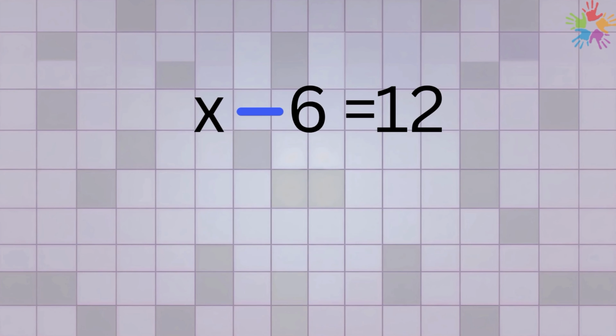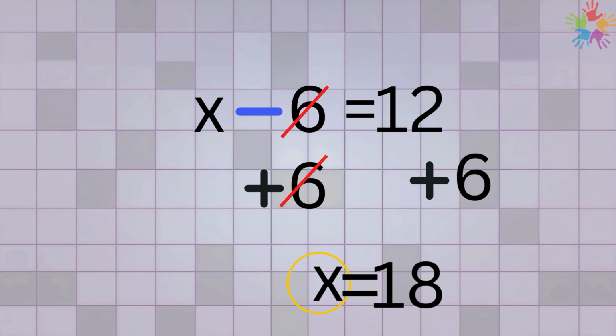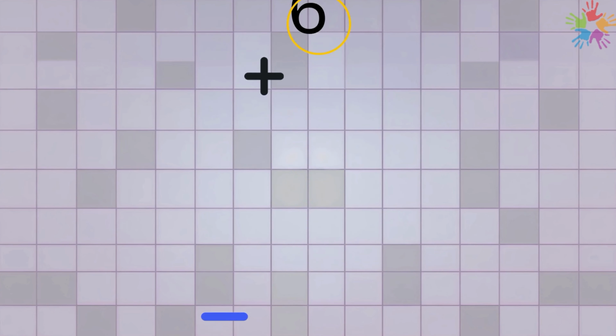Another one. A variable - 6 equals 12. What should we do? We add 6 to both sides. -6 and +6 cancel out. The variable is left all by itself. Now, on the right side, 12 plus 6 equals 18. The variable equals 18. Here's one more.